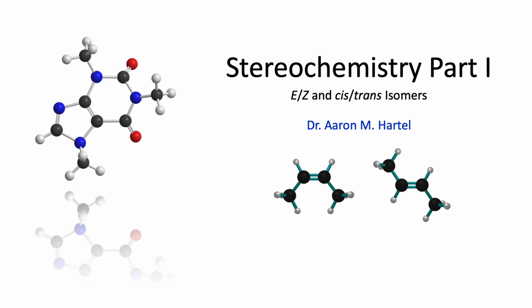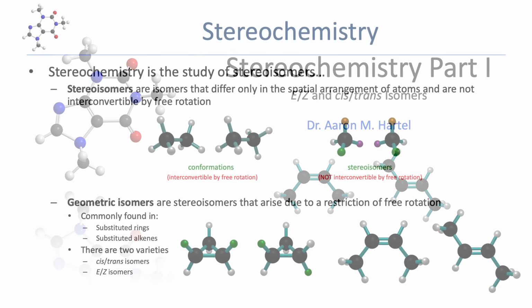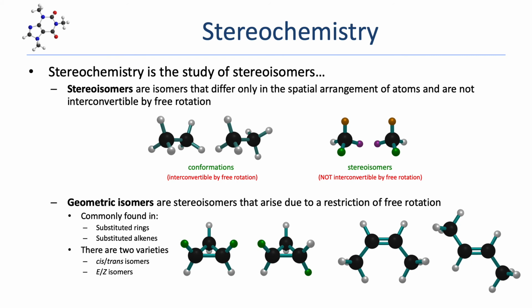In this lesson, we're going to take an initial look at stereochemistry, focusing on EZ and cis-trans isomerism. Stereochemistry is really just the study of stereoisomers. Stereoisomers are isomers that differ only in the spatial arrangement of atoms and that are not interconvertible by free rotation.